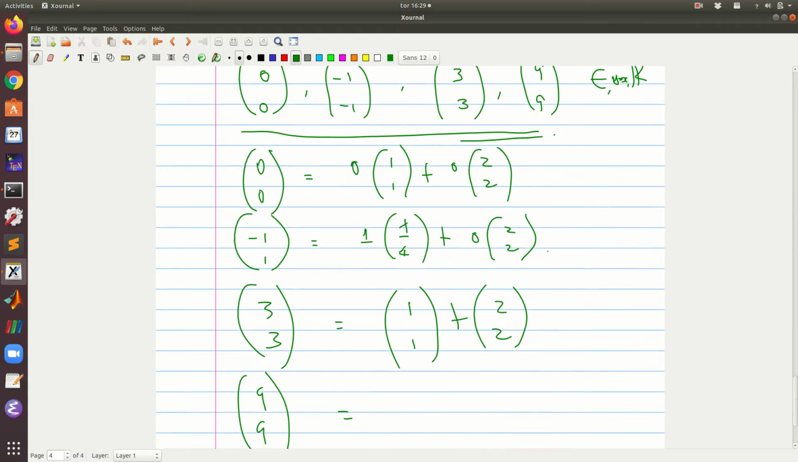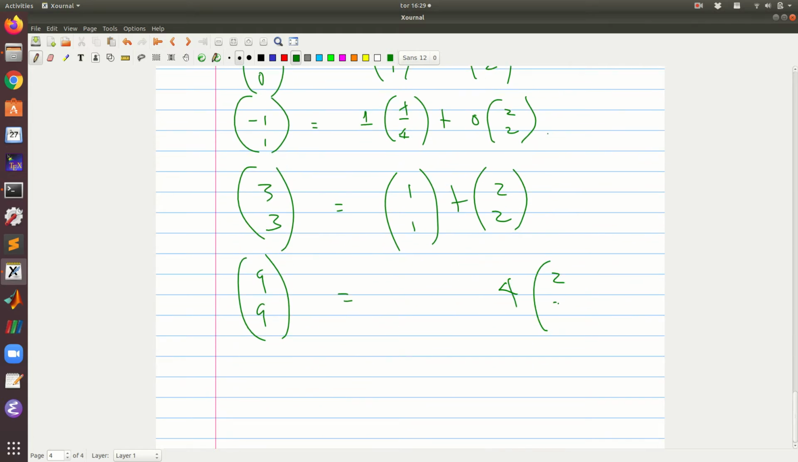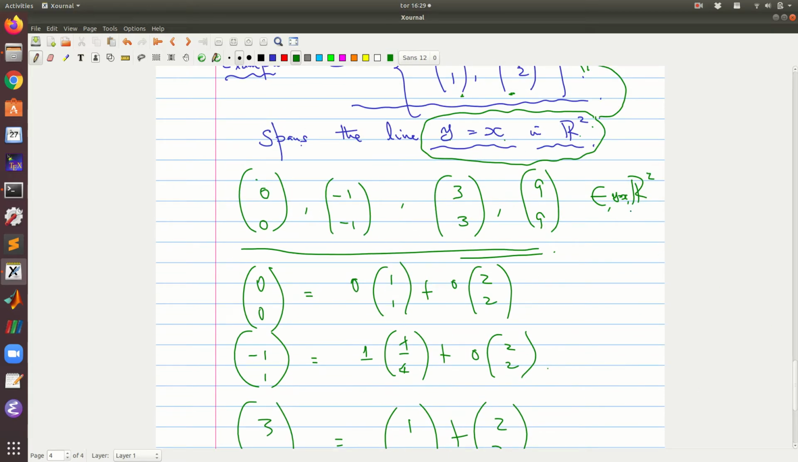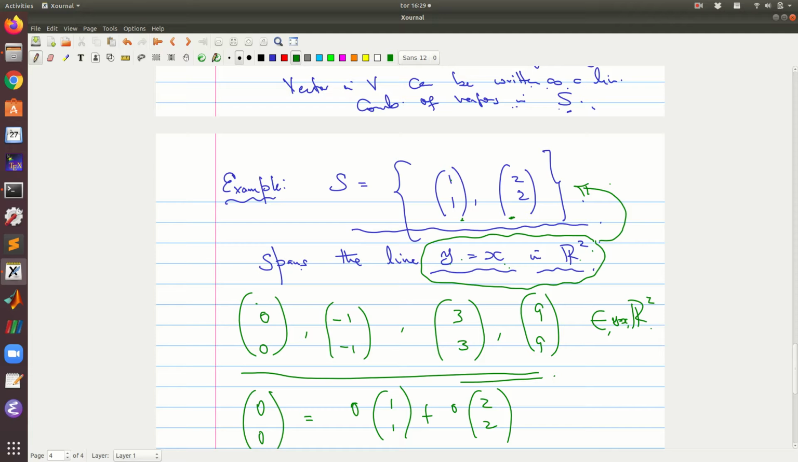How can we write it? We can multiply this by 4 and then add this one here. In other words, any vector in R2 satisfying the line y equals x can be written as a linear combination of these vectors here. So we say that the set S, which contains these two vectors, spans this line in R2, because every vector in here can be written as a linear combination of the vectors in S.